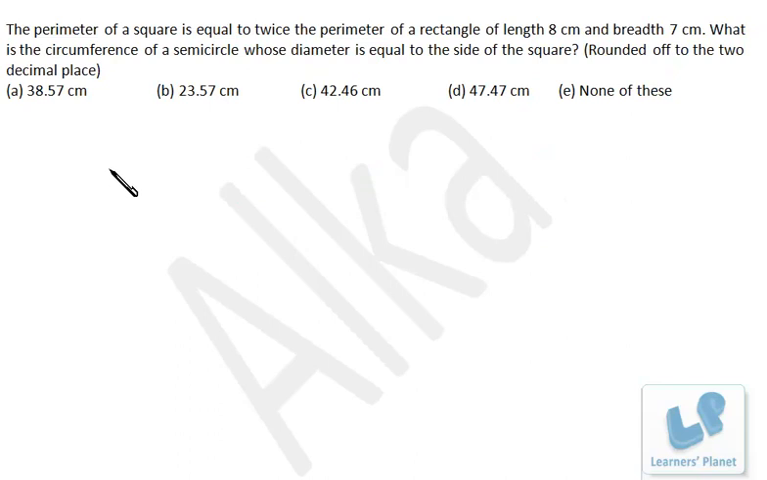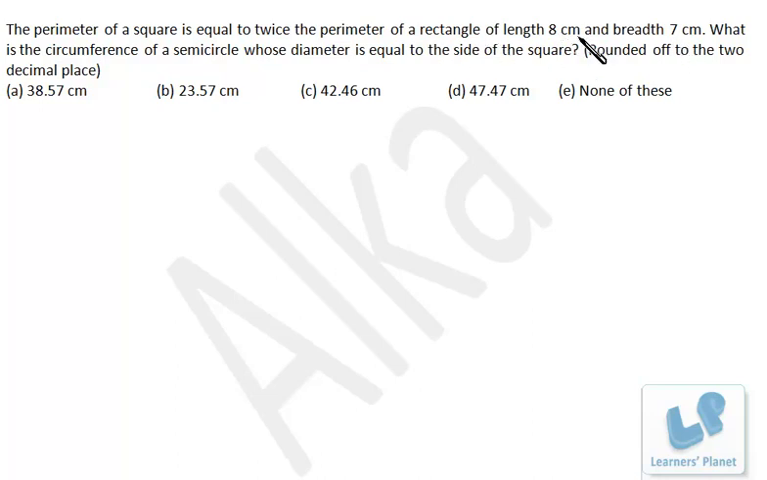Now this sum is based on mensuration. The perimeter of a square is equal to twice the perimeter of a rectangle of length 8 and breadth 7. So first of all, we find out the perimeter of the square. The perimeter of this square is twice the perimeter of this rectangle. Perimeter of this rectangle will be 8 plus 7, 15, into 2, that is 30.